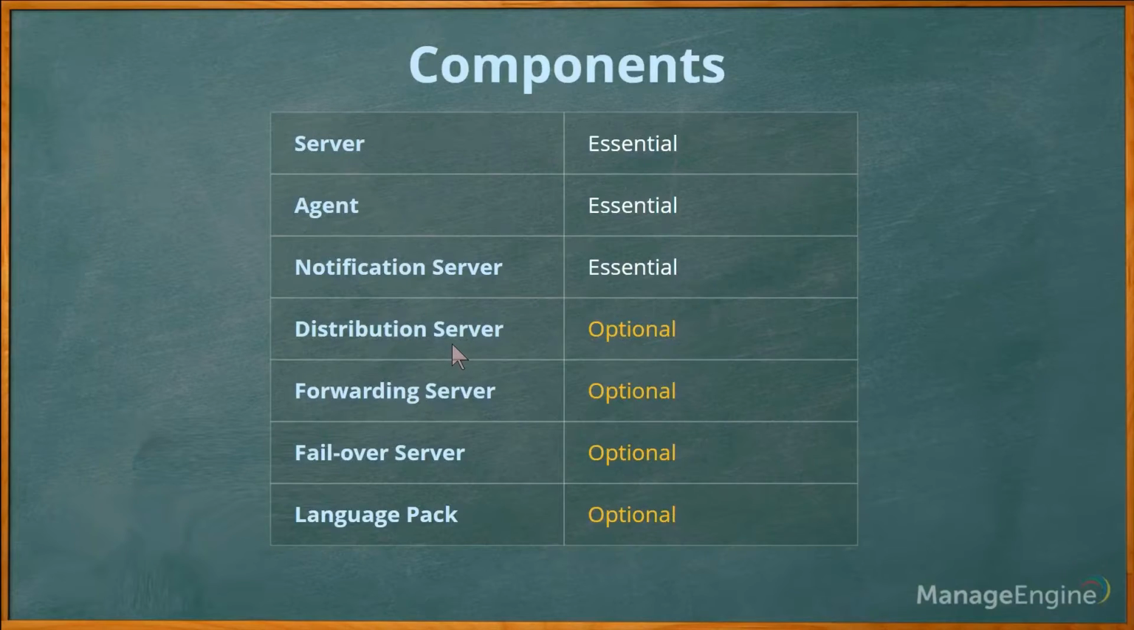Distribution server is optional. Like I mentioned earlier, you can choose to have a distribution server for a remote office or choose not to have one. Forwarding server is again optional. In case you need secure communication, you can go for a forwarding server. Then the failover server: in case you would like to go for a failover server, you can have the license separately. And language pack is again an optional component.